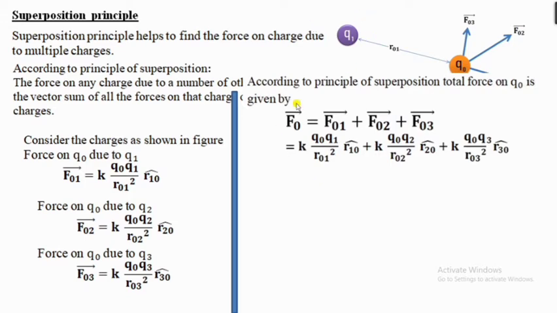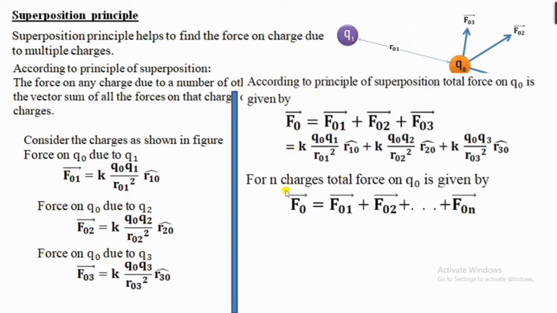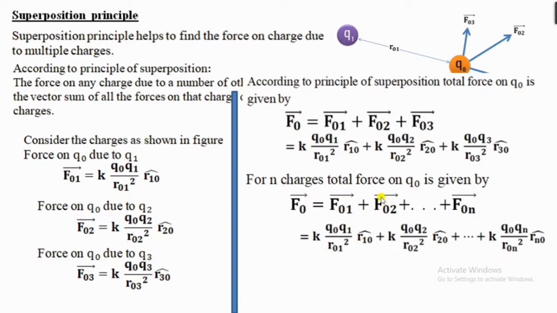According to superposition theorem, the force on q0 is the vector sum of all the forces. So we write it in terms of vectors. Now if you put the values, this is the total force. Here we have considered only 3 charges. If you consider n charges, then the formula will be F01 + F02 + ... + F0n, and it will be the summation of q0 qi divided by r0i² times ri0, where i goes from 1 to n.